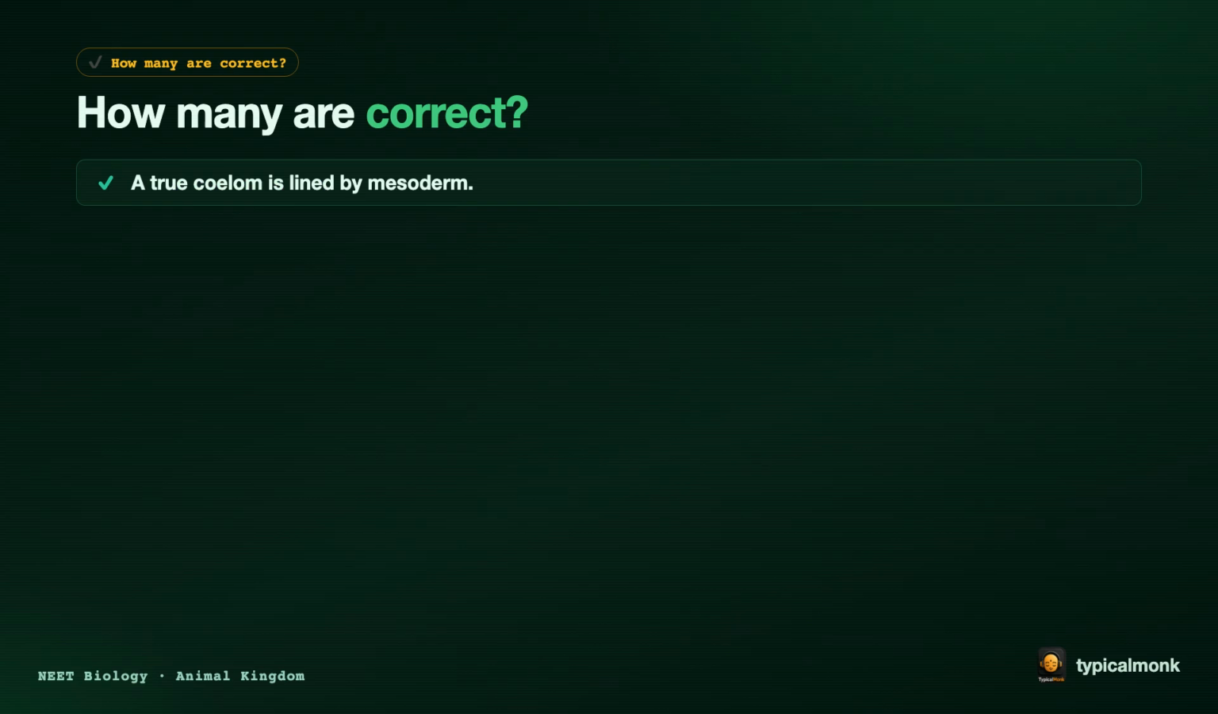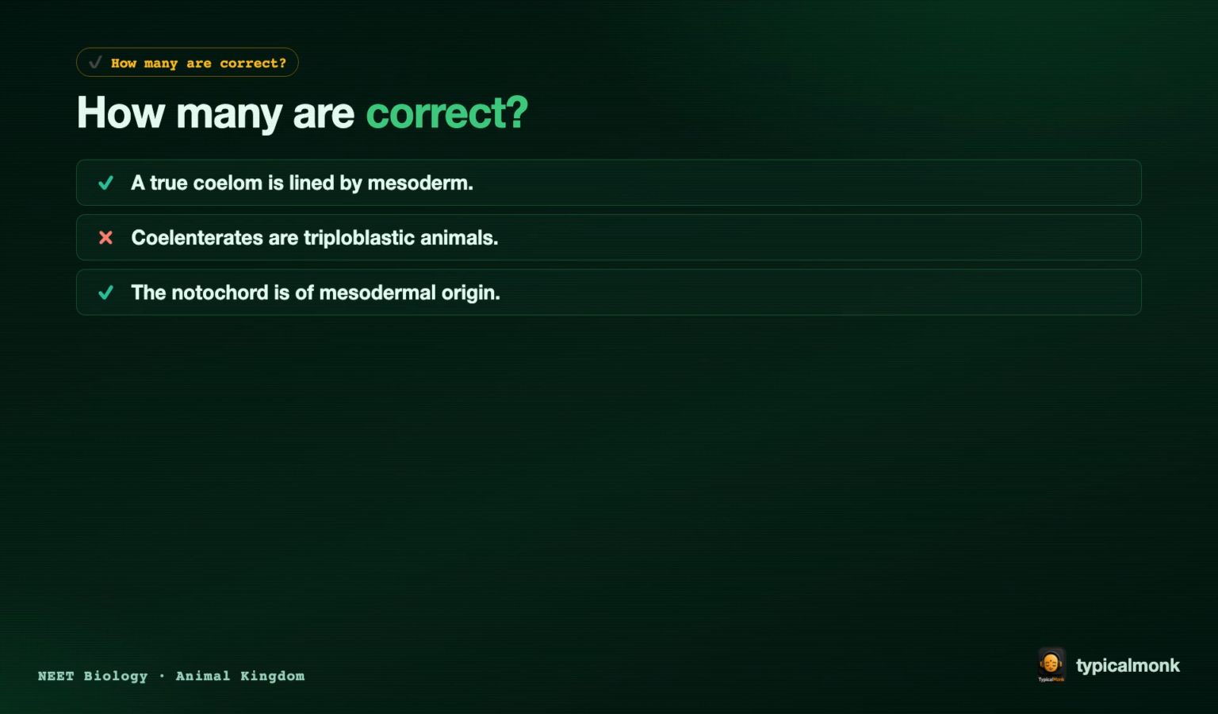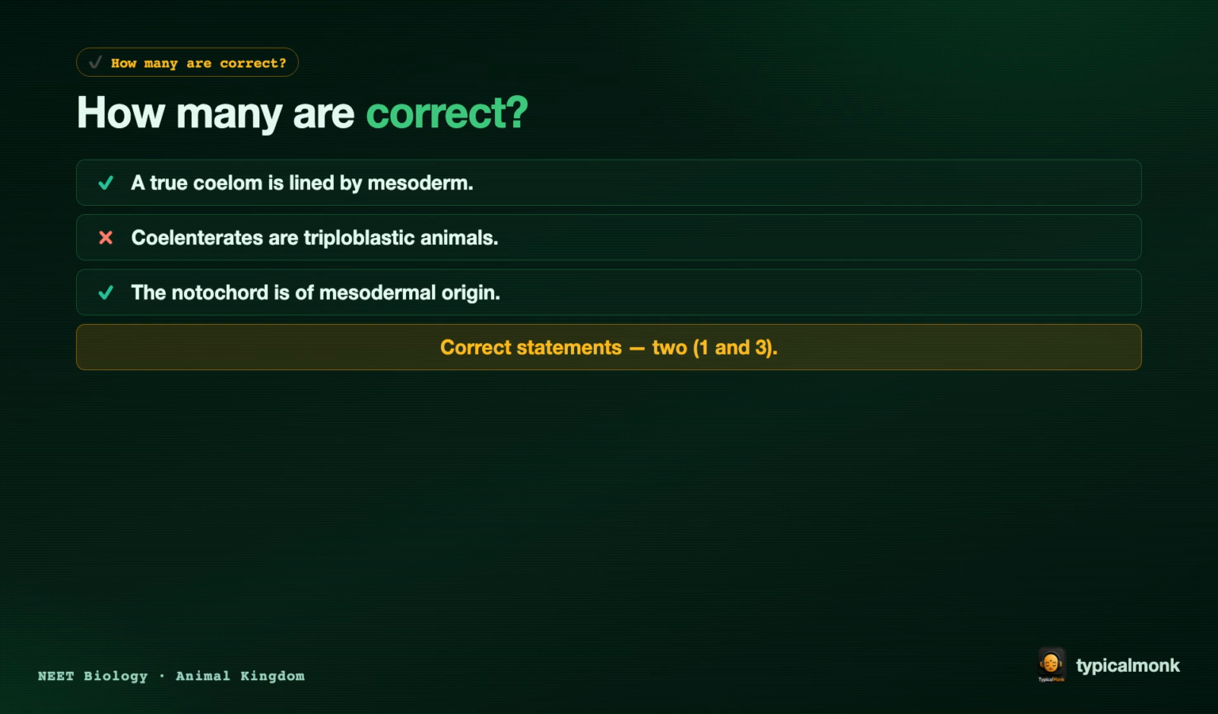Now the third drill. How many of these statements are correct? Test them one by one. First, a true coelom is lined by mesoderm. This is correct. Second, coelenterates are triploblastic animals. This is wrong. Third, the notochord is of mesodermal origin. This is correct. So the correct statements are two. That is, the first and the third.